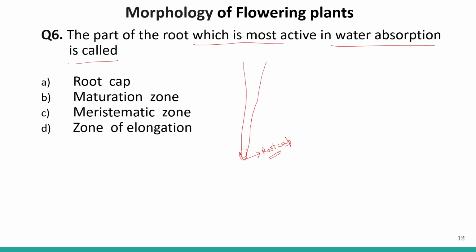Now, here is the zone of meristematic activity. This is the meristematic zone. In the meristematic zone, cells divide vigorously at a large rate. And later, when the cells divide, this particular part allows the cells to elongate. So this is the zone of elongation.